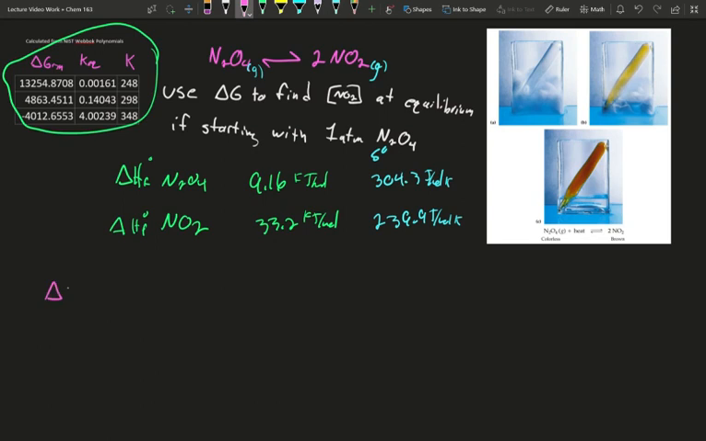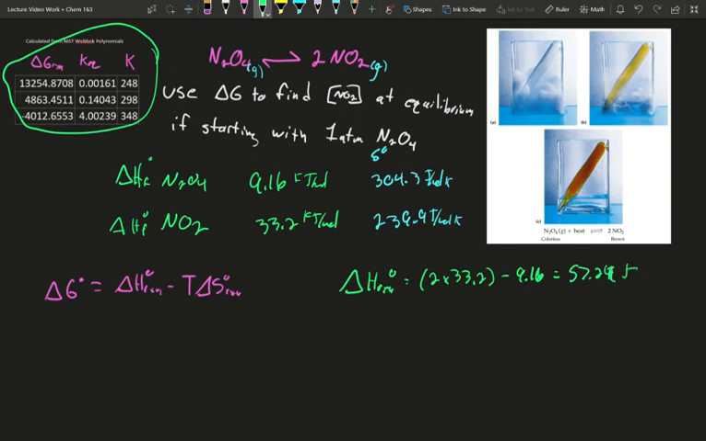Well, if we want to calculate out our delta G naught, we're going to need to know the delta H of reaction and the delta S of the reaction. So to solve the delta H naught of the reaction, I need to take the products minus the reactants. So there's 2 times 33.2 minus 9.16. So in terms of kilojoules per mole, it is 57.24 kilojoules per mole for delta H of reaction. The change in entropy for this reaction, 2 times 239.9 joules per mole Kelvin minus 304.3, for a difference of 175.5 joules per mole Kelvin.